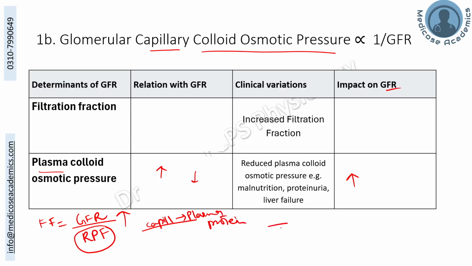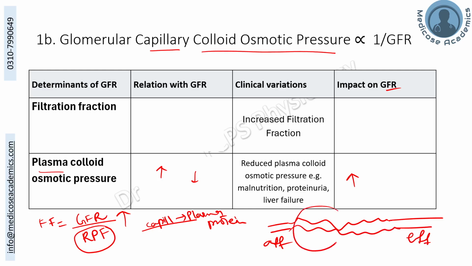So we have the afferent end of glomerular capillaries and the other is the efferent end. If the filtration fraction is more in this area, more fluid is being filtered, and in this area we will have more proteins left. When more proteins are left because of increased filtration fraction, these will retard further filtration. And ultimately, this will retard the GFR.